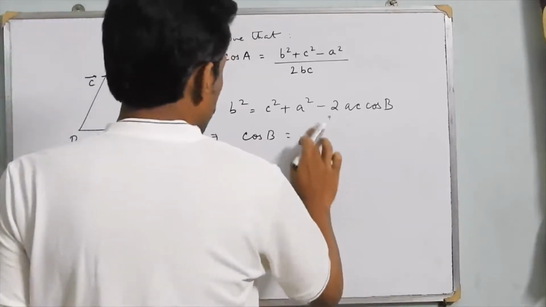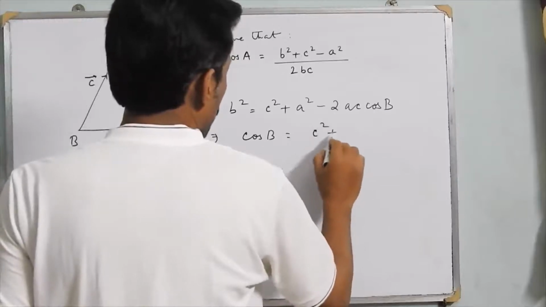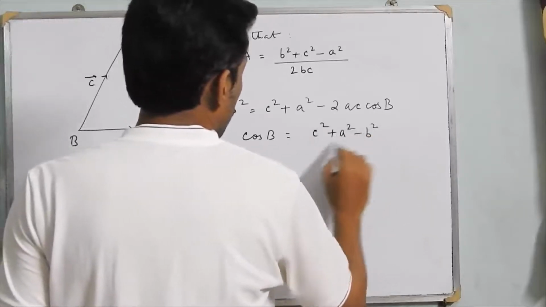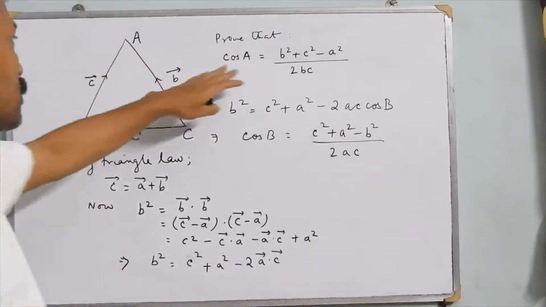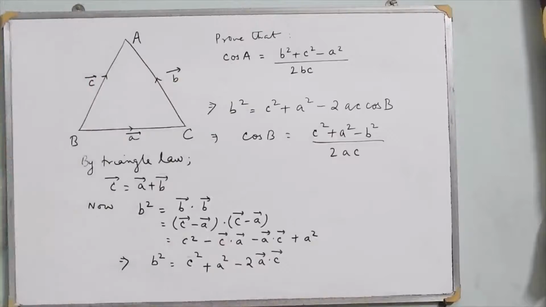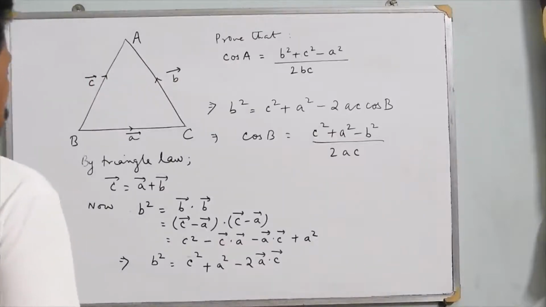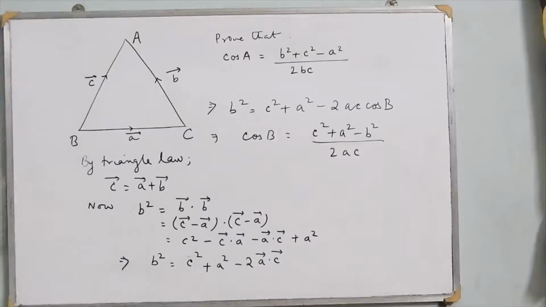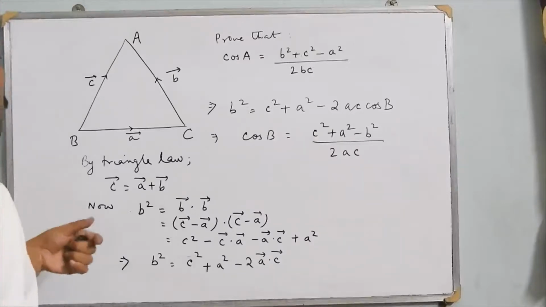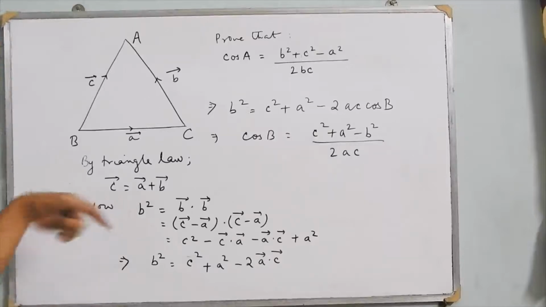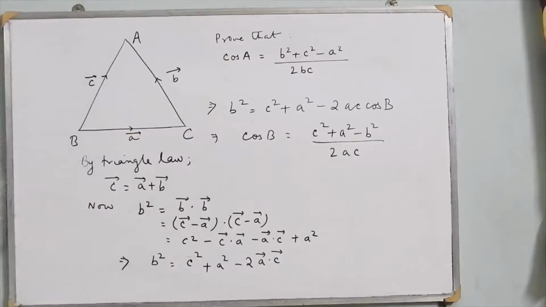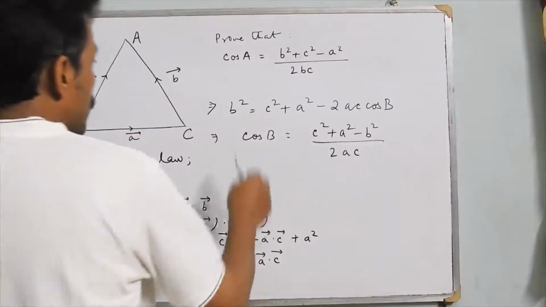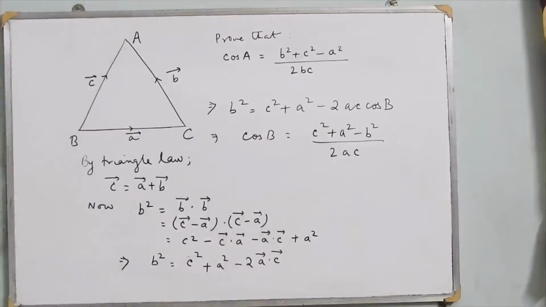Sorry, this gives you cos B as (c square plus a square minus b square) by 2ac. Now this is just opposite to what is given in the question. If I could have taken c vector dot c vector, then I could have proven this. If I could have taken a vector dot a vector, I could have proven this. So it is symmetric, I already told that. So this is proved.